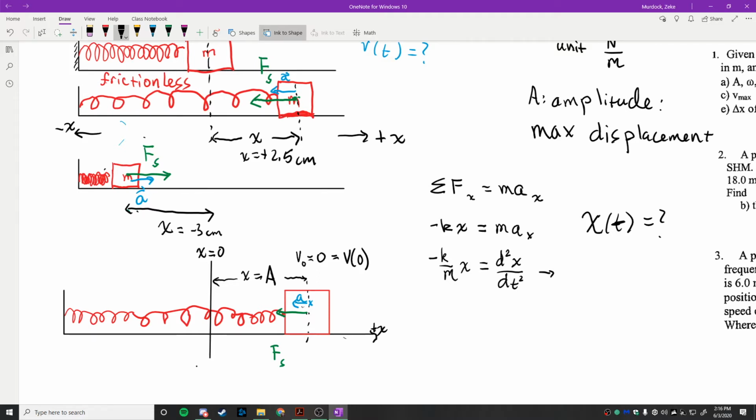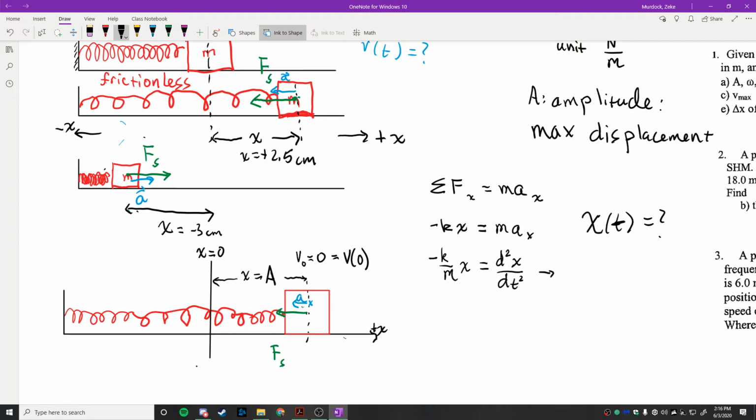And what we have here is an equation that tells us something about what the function is. It tells us that if you have the function x, and you take the derivative twice with respect to time, you get back the same function. You take the derivative twice, you get the same function back, plus you get some other stuff. You get a negative sign and a k over m.